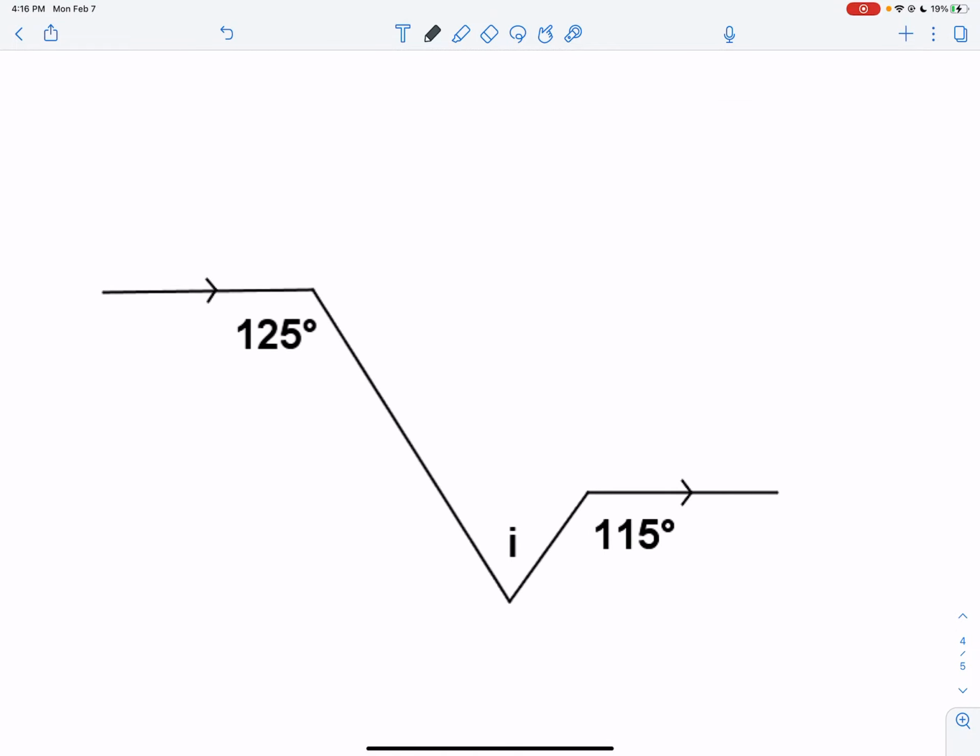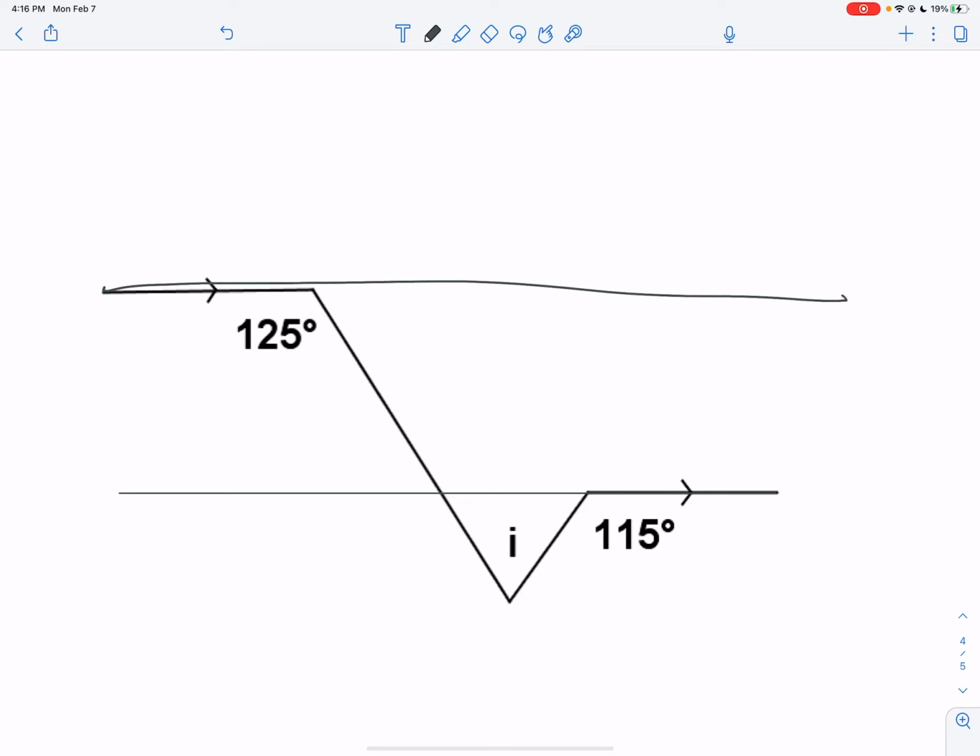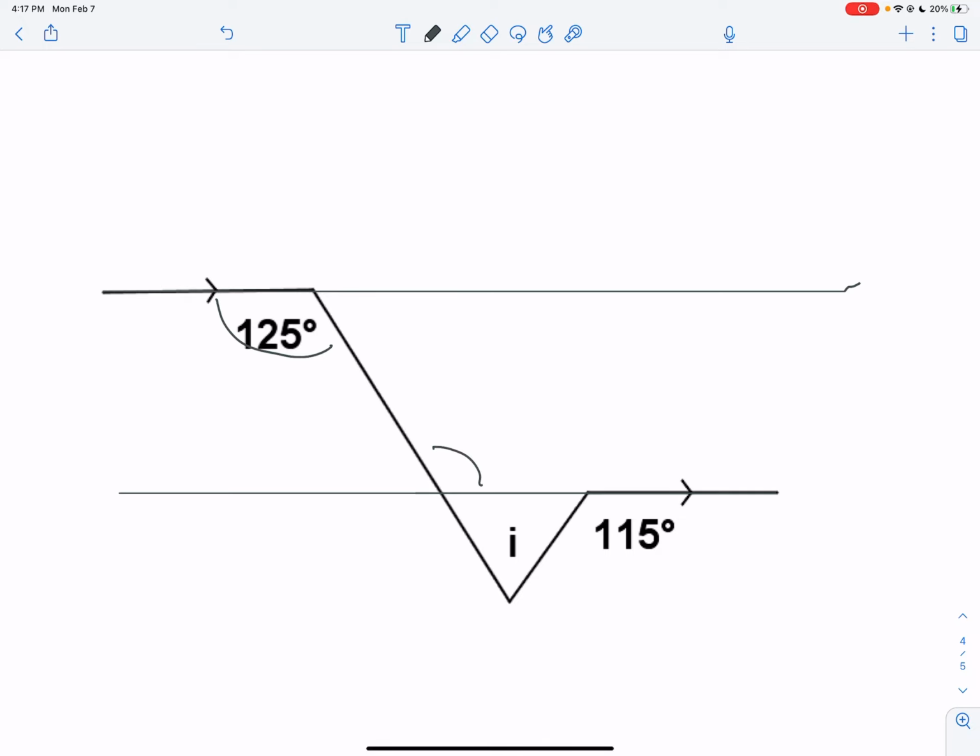This one might not look like there's a transversal, but guess what? There is. If I extend this line over here, and if I extend this line over here, the transversal is way more obvious, isn't it? So that means that we can use a bunch of different facts. We've made a triangle right here, which is going to help us. And I can use the fact that I have corresponding angles right here, or I can use the fact that I can find this. It doesn't really matter. Whatever you want. This is alternate interior angles.